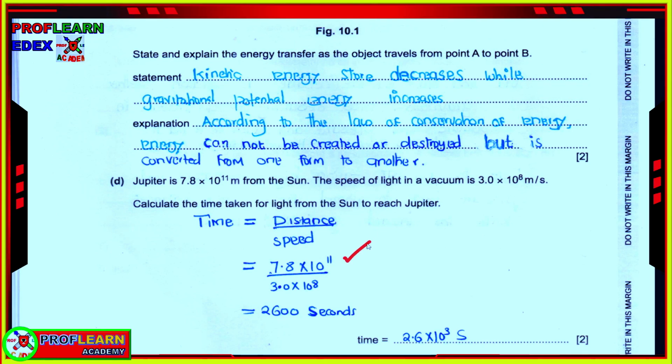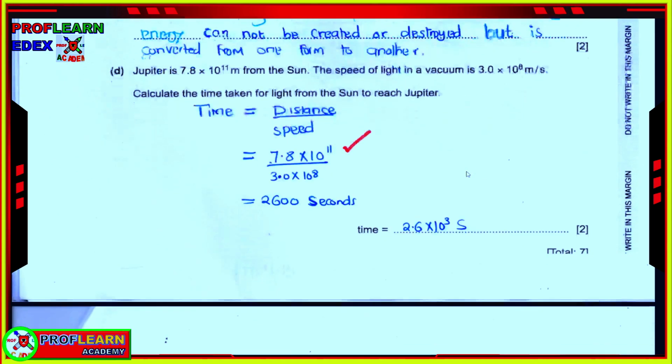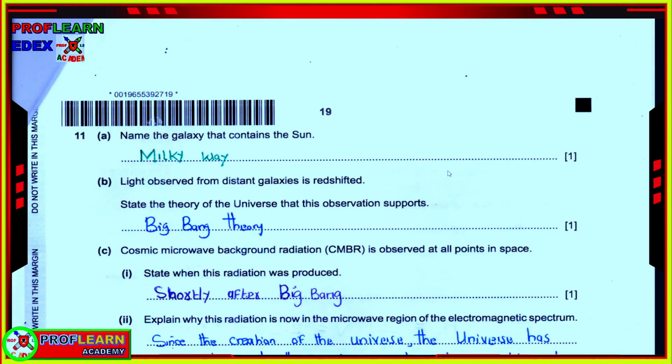So meaning we can use it the way it is, and we shall have 2,600 seconds as the time it will take the light to move from the sun to Jupiter. But if you are given distance in kilometers, my learners, remember you have to convert that distance to meters, so that you can fit the speed, which is in meters per second. So those are the areas that you have to be very careful with.